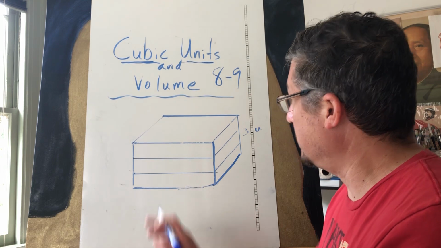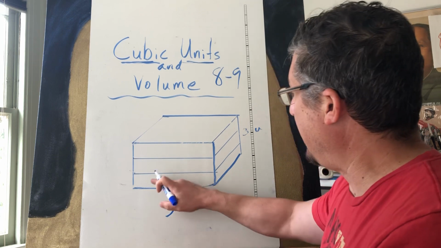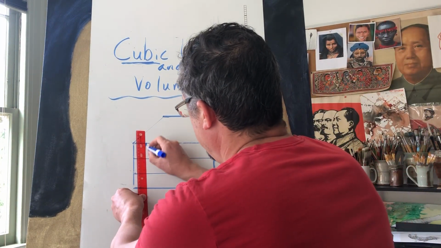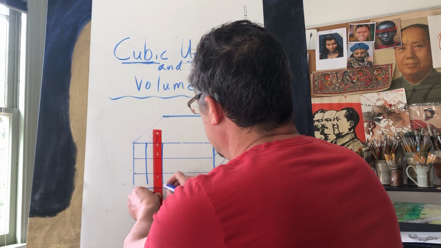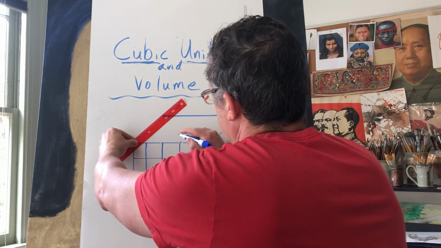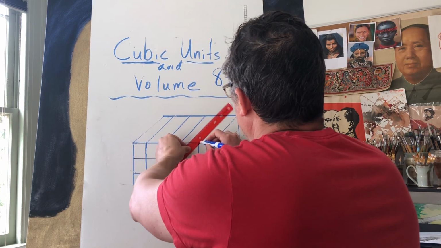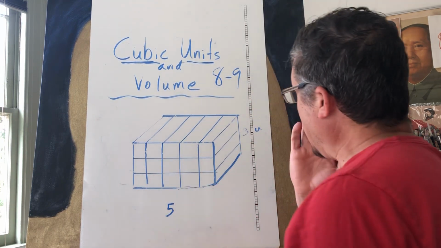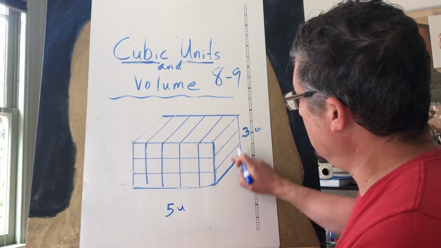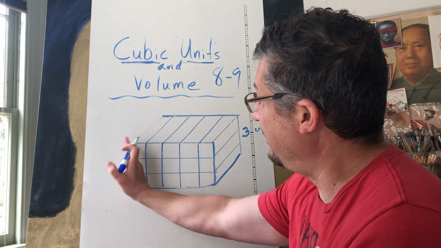Okay, now I'm going to do this distance, and let's do 5. I'm going to cut it this way. Okay, and then I got to cut it. It goes all the way through. Okay, and this is a unit. So I have 3 units this way, 1, 2, 3. 5 units this way, 1, 2, 3, 4, 5.